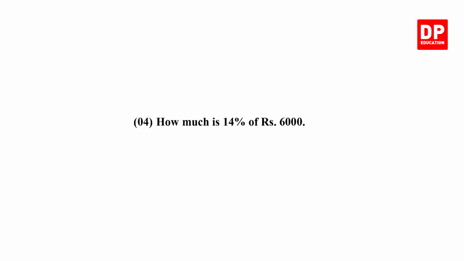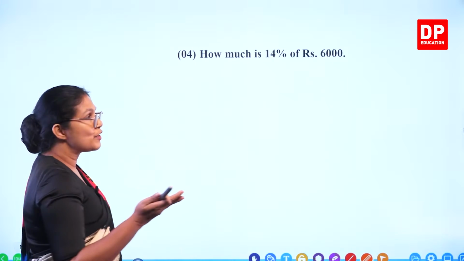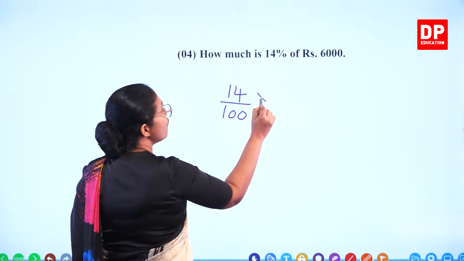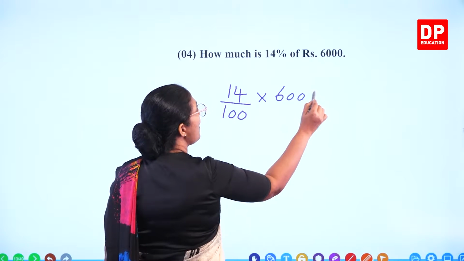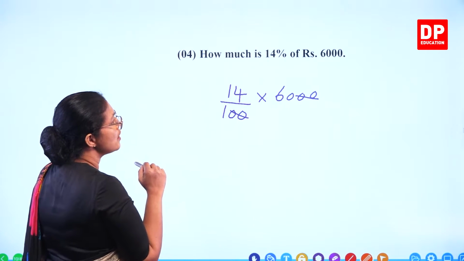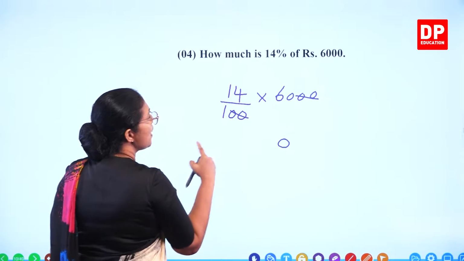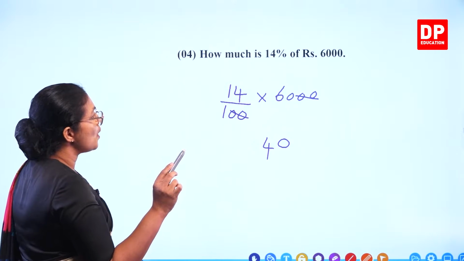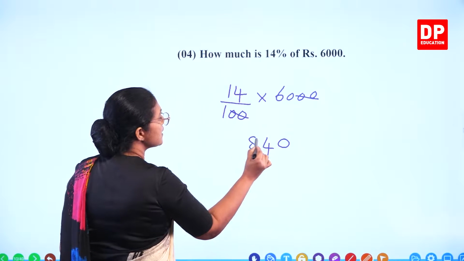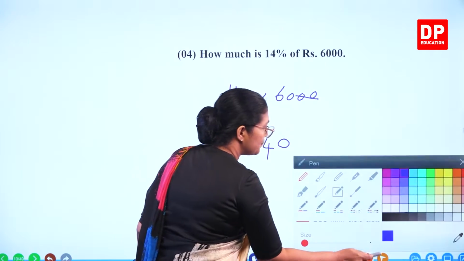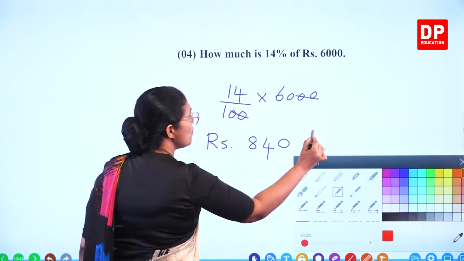Question number 4. How much is 40% of 6,000? 40% is 40 over 100 of 6,000. Simplify. You can divide by 100. So cross out 2 zeros. You can multiply 6 by 4, putting 0. 6 times 4, 24. 2 remaining. 6 times 1, 6 plus 2, 8. So 840 rupees. 2 marks you are getting.